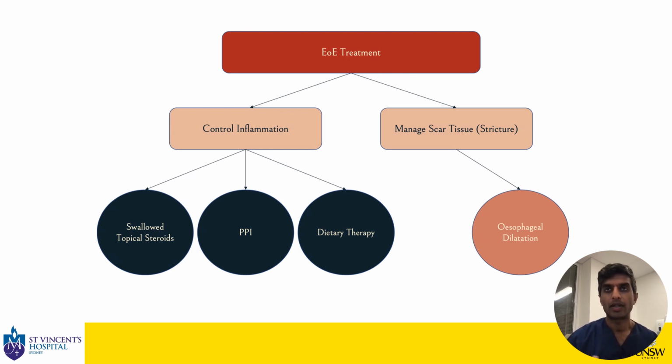But the scarring or fibrosis component, also called a stricture, this is quite different. As we said, this arises from the inflammation, but anti-inflammatory therapies, in the dark blue here, typically don't have much of an effect on an established stricture. So we have to treat this by esophageal dilatation.